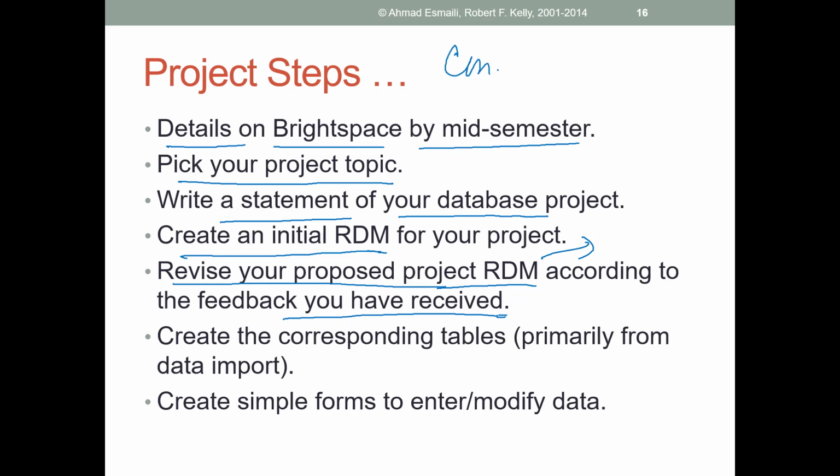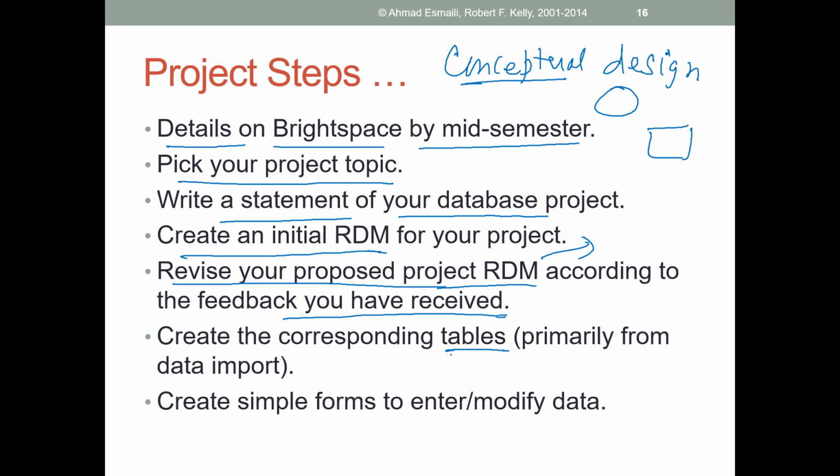So RDM is the conceptual design. You will have to pick a project topic and then conceptually design it using a diagram, right? The RDM has structures like boxes and ovals and all that. We will do some exercises on RDM before you are required to do it. After the conceptual design has been made, you will ultimately have to implement that database. And implementation involves creating tables. So we'll learn about tables and all that.